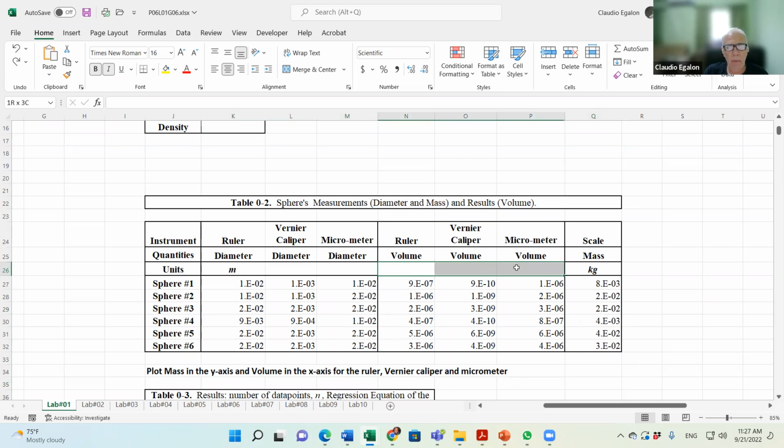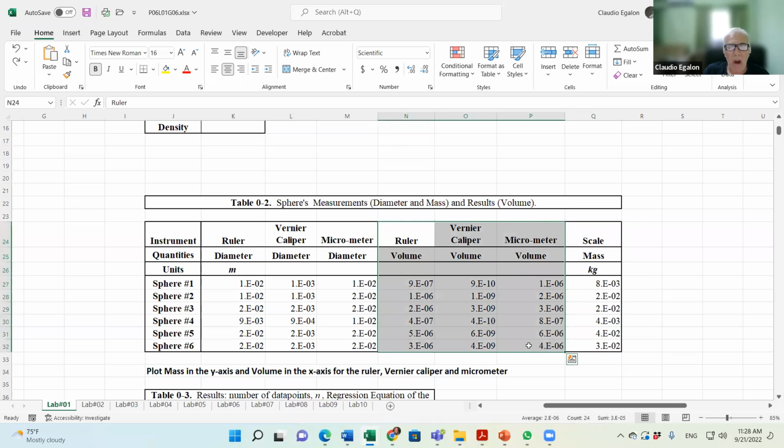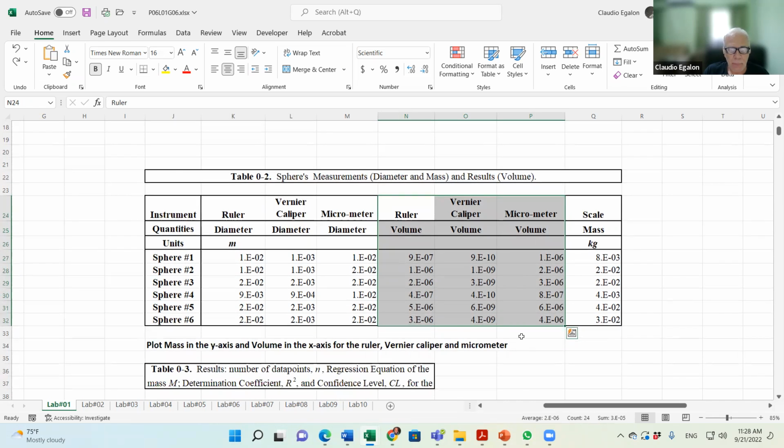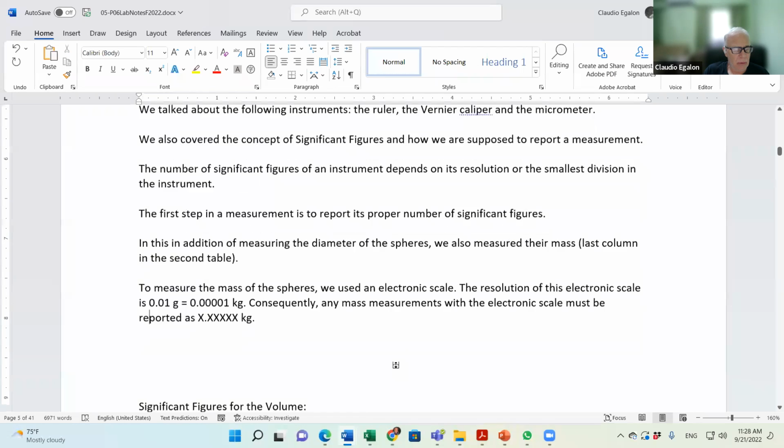We're not ready yet to put the unit here because I didn't tell you about volume, right? Here we have a measurement, but here we do not have measurements. Here we have results that are obtained from measurements. Makes sense. That's how the logic goes.